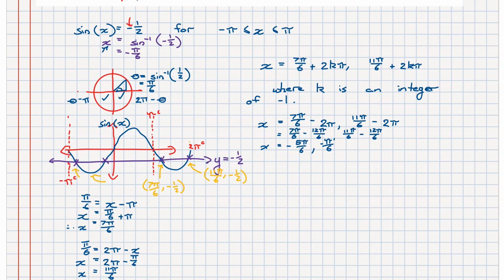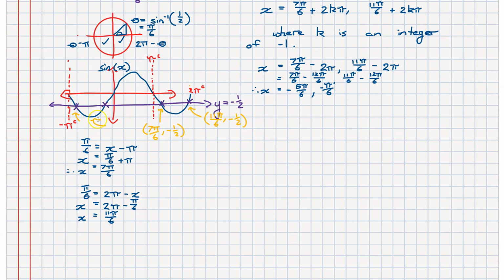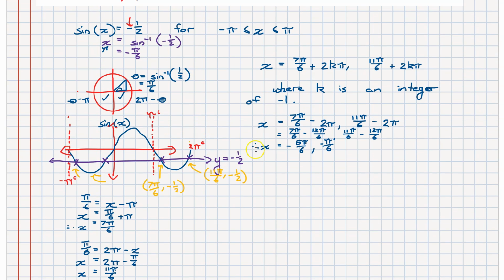So therefore, our two solutions for this particular equation that lie within the domain of negative pi and pi are going to be negative 5 pi on 6, as you can see here, and negative pi on 6, as you can see here. If you would graph this on your calculator, you'd find that the solutions would be here and they'd be here. So this is an example of how we'd solve equations that involve trigonometric functions that equal negative values.